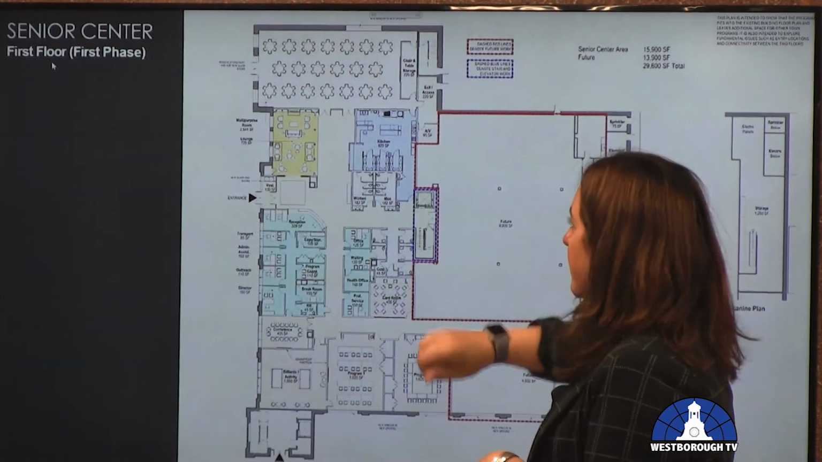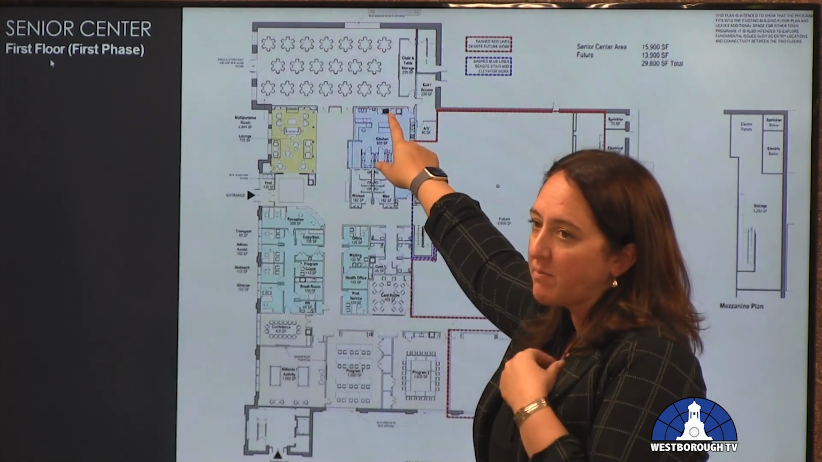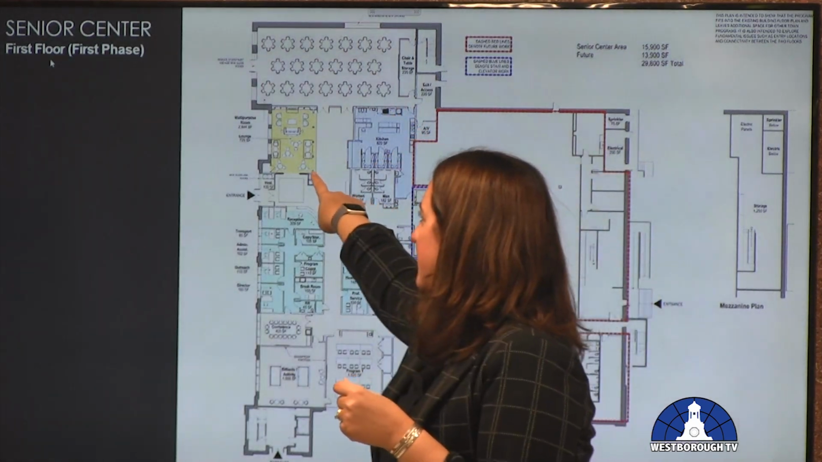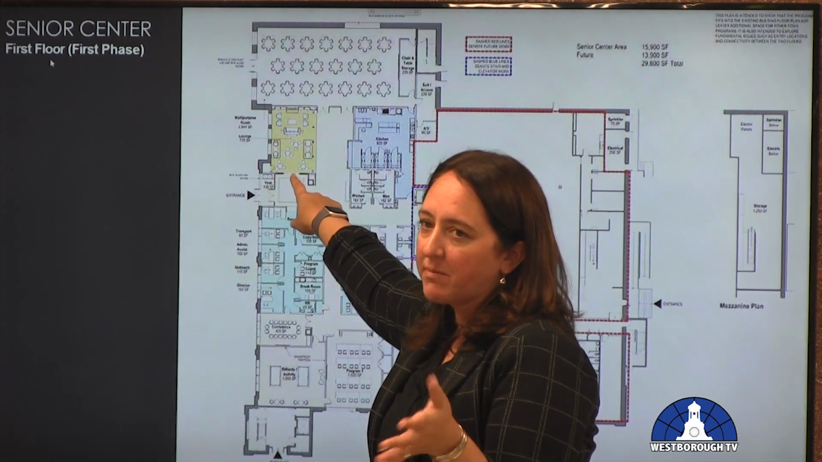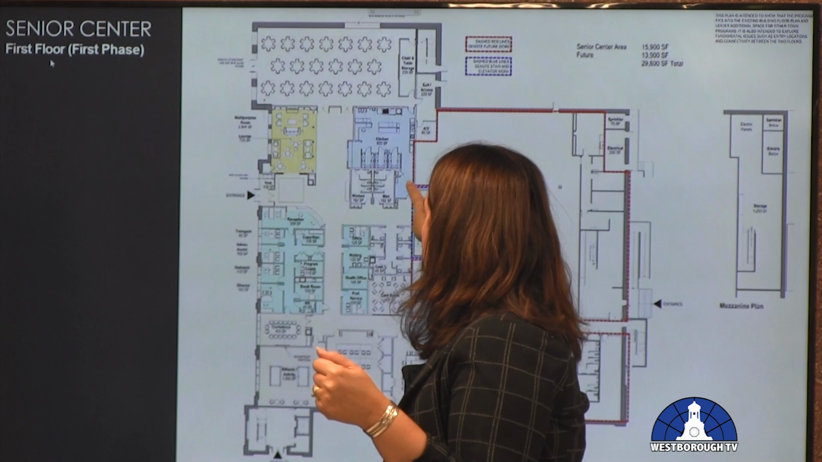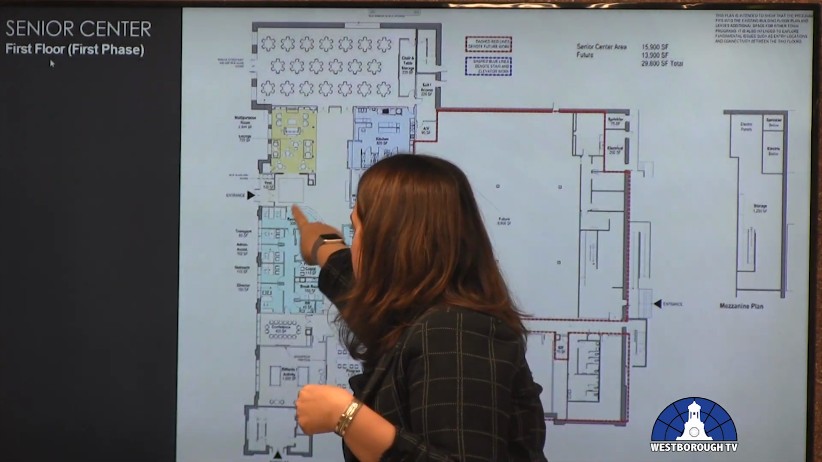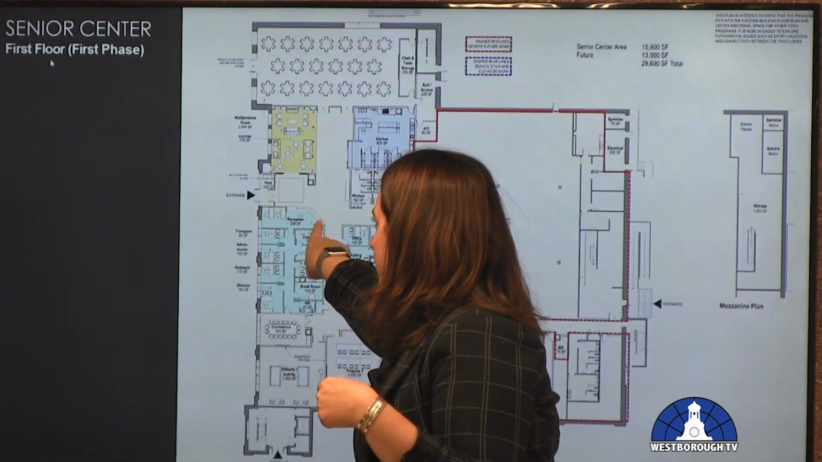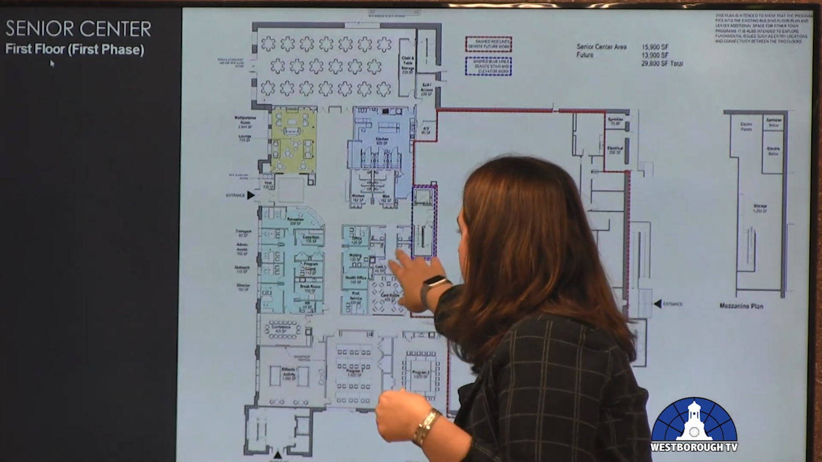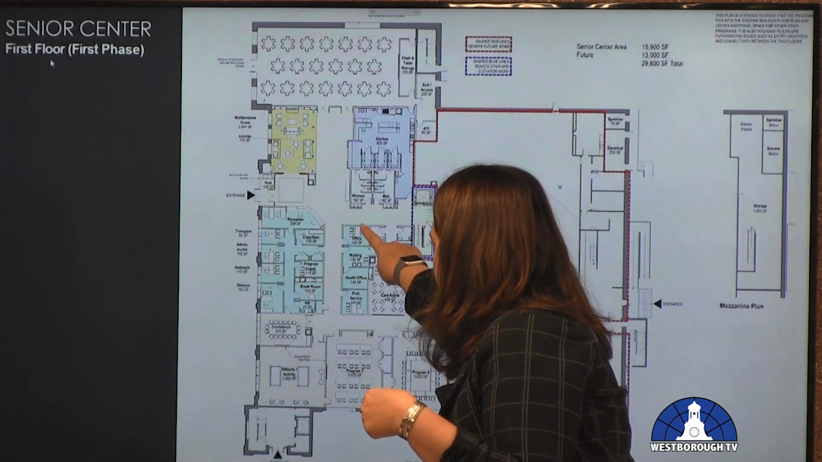That's a good question. So let me go through. Up at the top here is the multi-purpose room. This is a proposed living room lounge area. This is the kitchen, this blue. This has additional bathrooms. This here is staff offices and reception. Here are some offices.